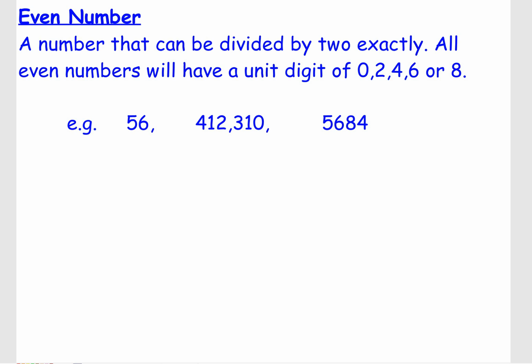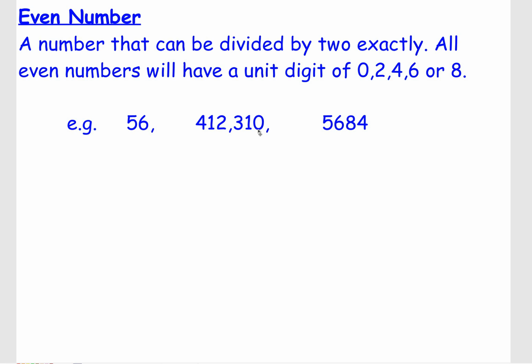So what makes something an even number? An even number is a number that can be divided by 2 exactly. All even numbers will have a unit digit of 0, 2, 4, 6 or 8. So regardless of the size of the number, if you look at the unit digit, then you can work out if it's an odd or even number.